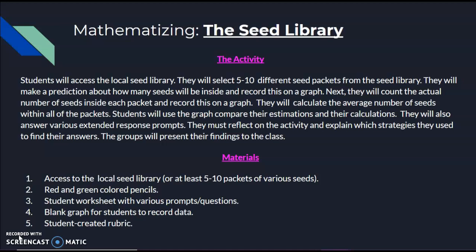number on a graph. Next, they can count the actual number of seeds inside each packet and record that number on a graph in a different color. Then they can calculate the average number of seeds within all the packets. Students can use this graph to compare their estimations and their calculations.